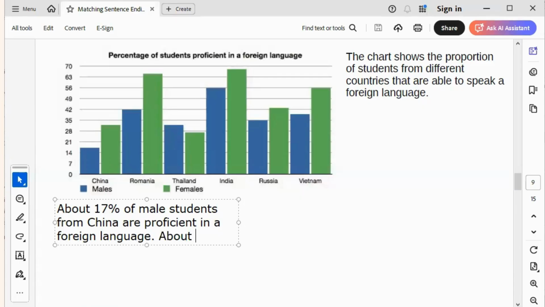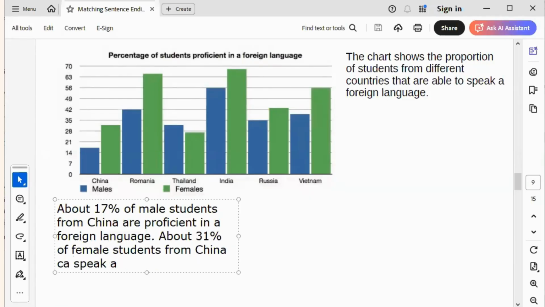That's about 31. About 31% of what? Female students from China can what? Speak a what? Foreign language. Can you see that? I'm using that XYZ formula. The basic XYZ formula. That's what I'm using, ladies and gentlemen.